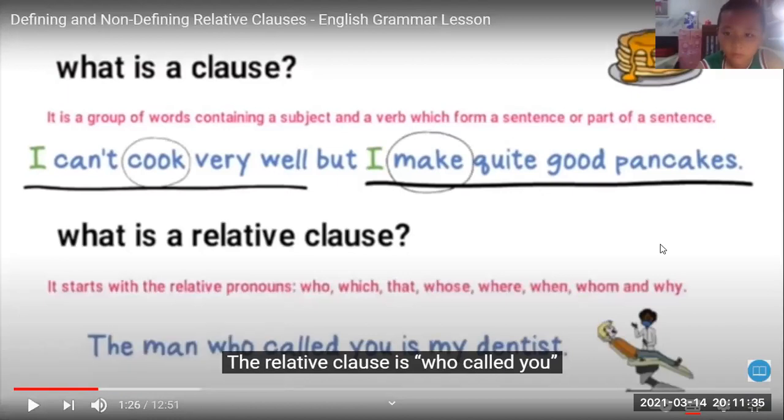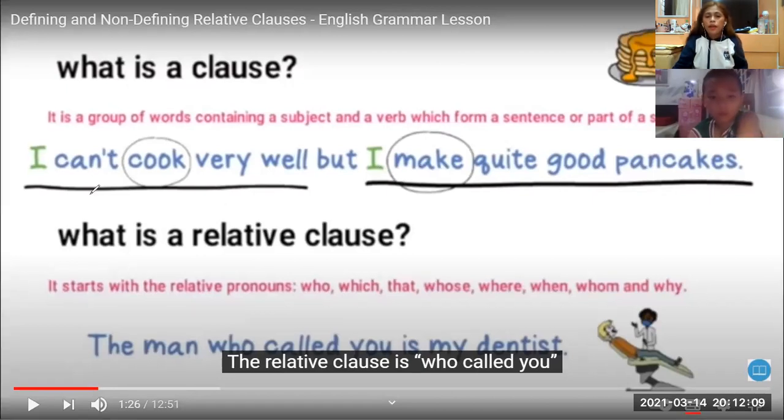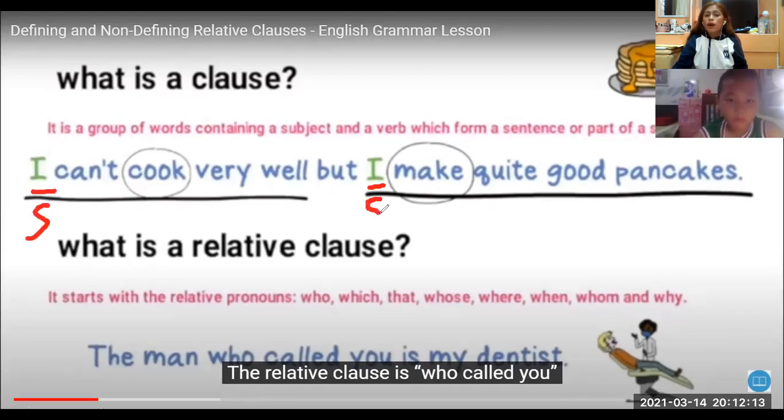Okay, can you see that, Kayo? What is a clause? It is a group of words containing a subject and a verb, which form a sentence or a part of a sentence. Example, I can't cook. There is a verb, but I make quite good pancakes. Make. These are the subject, the one underlined here, Kayo. Sorry. The one underlined by teacher, they are the subject. And this one, they are the verb. So a clause is a group of words containing a subject and a verb, which form a sentence or a part of a sentence.